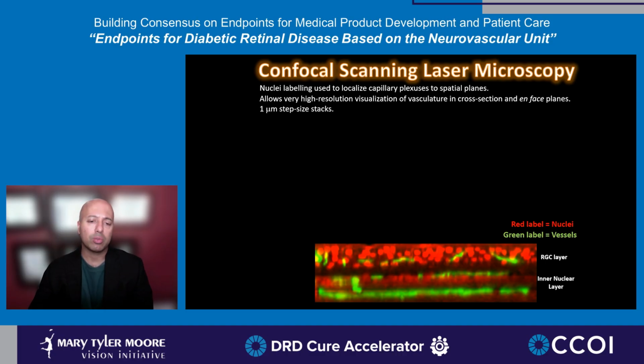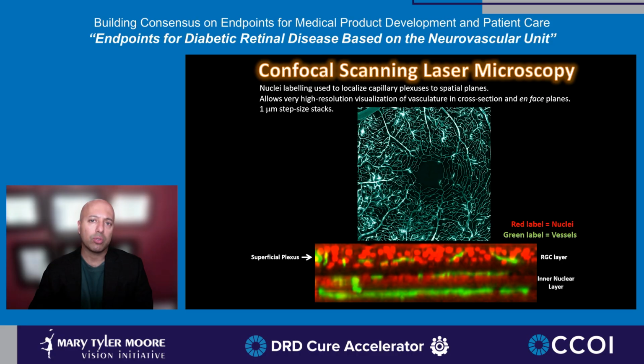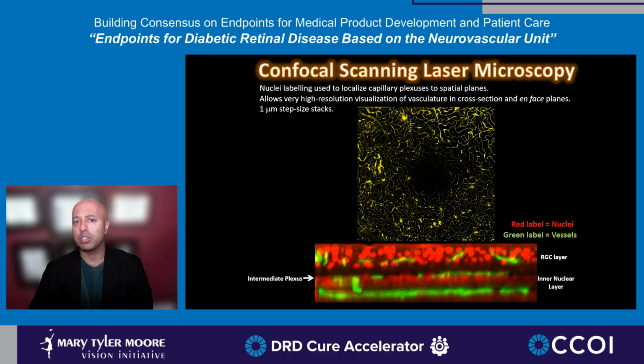And once we've perfused the tissue with antibodies, we can now examine the sample with confocal scanning laser microscopy. And really now we can divide the tissue into each of the vascular plexuses.